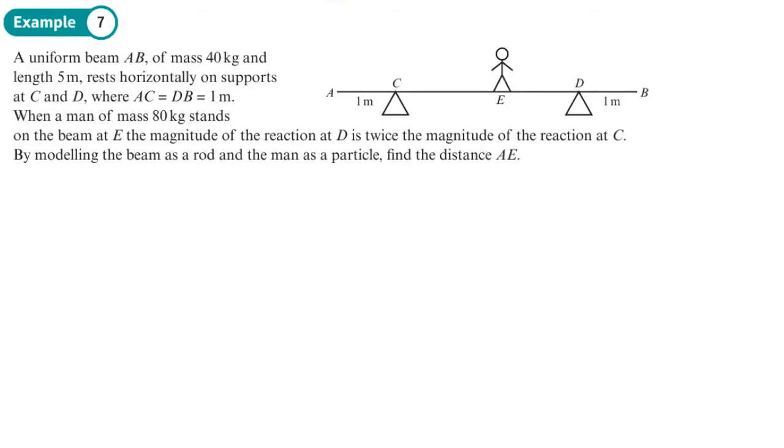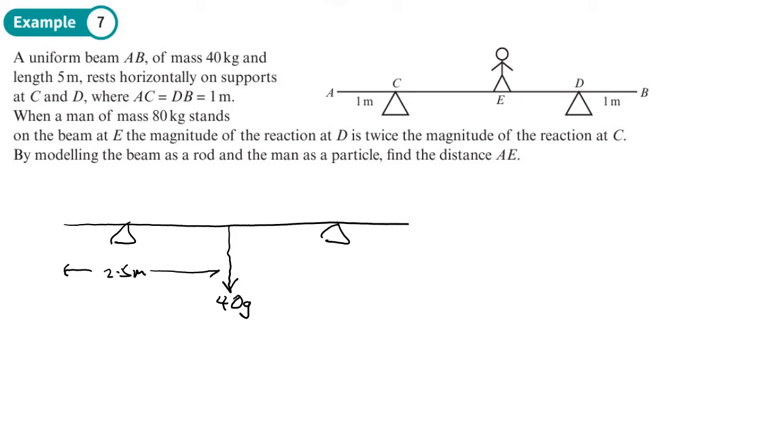Okay, so this question here, we're going to start by drawing on the forces. So I'll put, well, let's read it first. So it's a uniform beam of mass 40 kg. So in the very center of it, I'm going to have a weight of 40g. Okay, now it's 5 meters long, which means that this distance here is 2.5 meters because it's uniform.